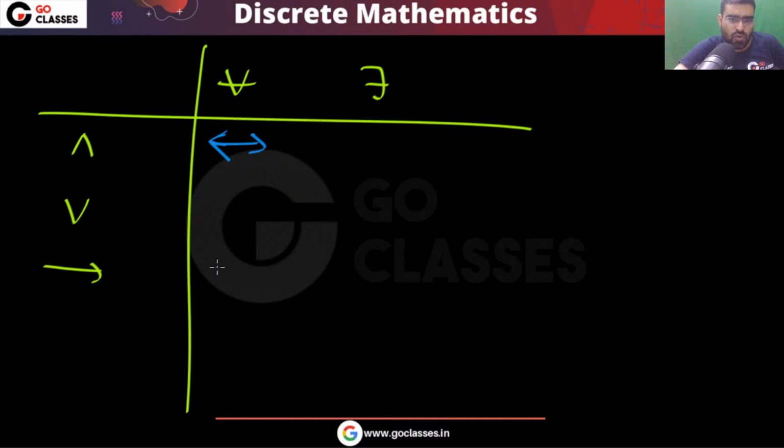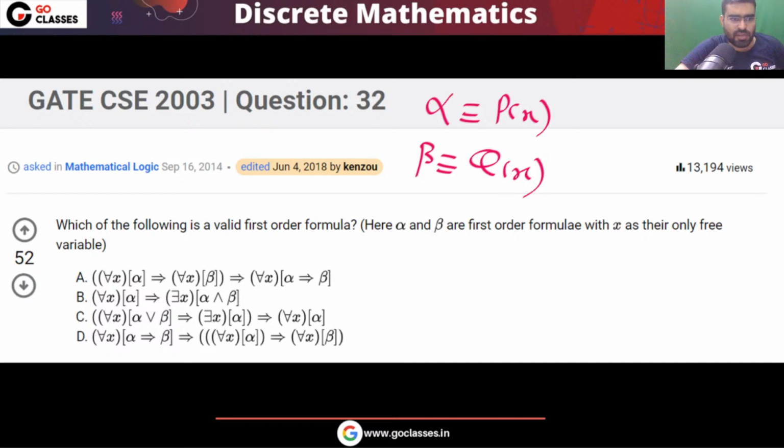For all, in case of conjunction, will go both sides. Here this side, here this side, here both sides, here this side and here this side. So like this you can check it out. Now tell me the answer for this one. What about option A? Option A you can solve using the table very easily.